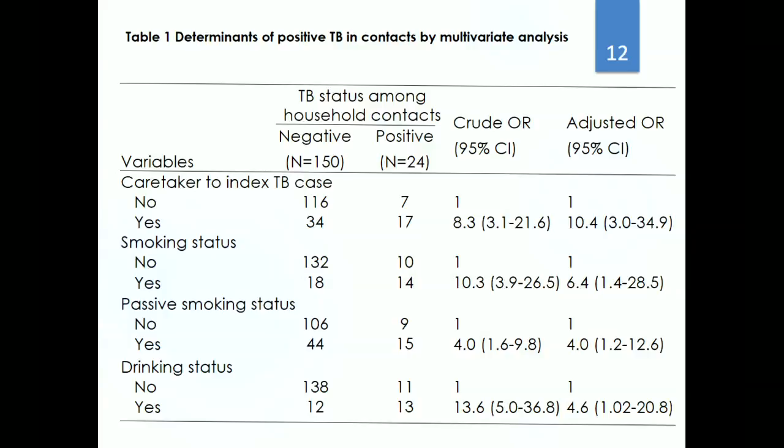This table shows the determinants of the positive TB in contacts by multivariate analysis. The factors significantly associated with the positive TB were household contacts who take care of TB patients, and who had smoking, drinking, and passive smoking habits.